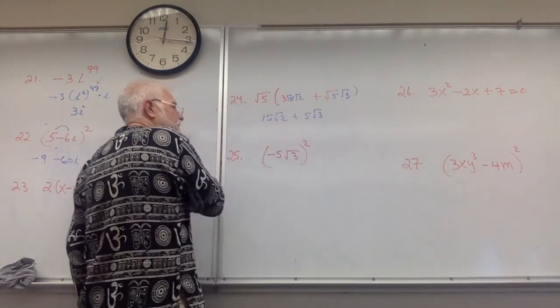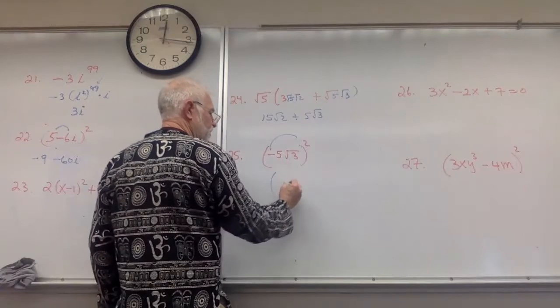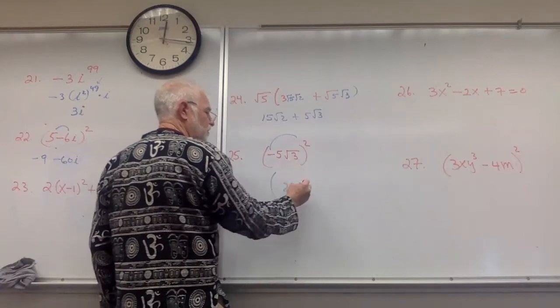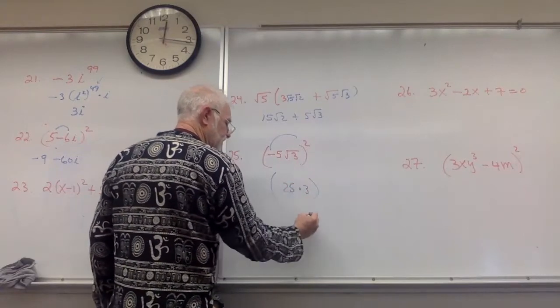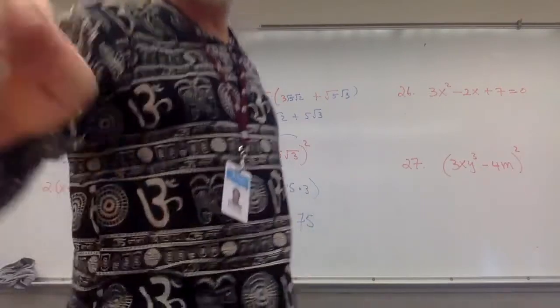I'm done. I'm going to square a negative and get a positive. I'm going to square 5 and get 25. I'm going to square the square root of 3 and I'm going to get 3. Looks like 75. Correct me if I'm wrong. Somebody's got to yell. Getting near the end here. This is where I usually fall apart.